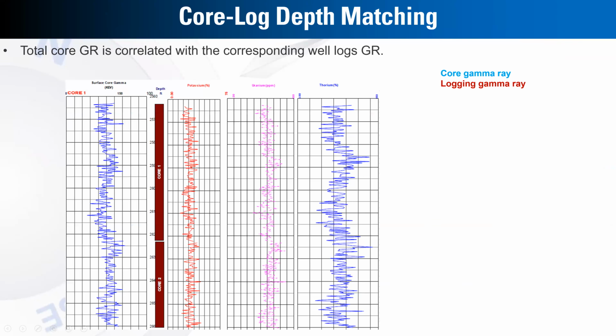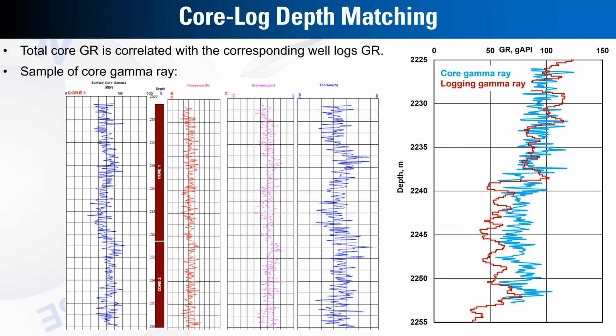The core-log depth matching, as you can see, is a very important process to ensure good correlation between the core and logging measurements, because a later application for core data is to calibrate the logging measurements using the core data.